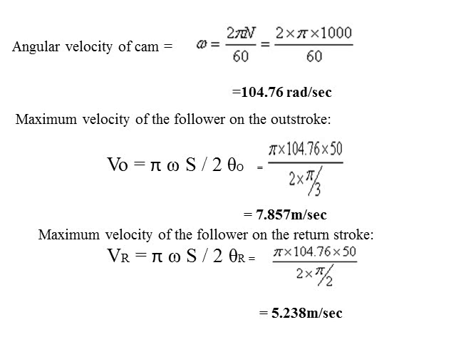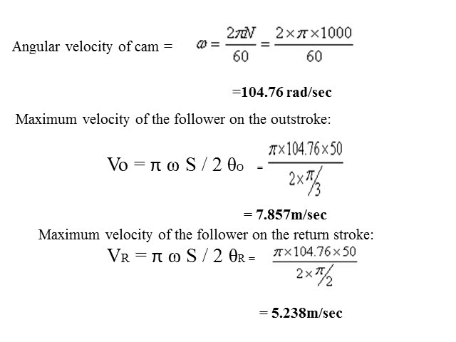Next, we need to find the maximum velocity of the follower during outstroke. Again, we have the formula v naught, that is outstroke, equals pi omega s by 2 theta naught. We know the value of omega that we found earlier. Then s is nothing but the stroke or lift of the follower, mentioned as 50 mm. Remember the conversion: it is 50 mm, but convert it into meters.